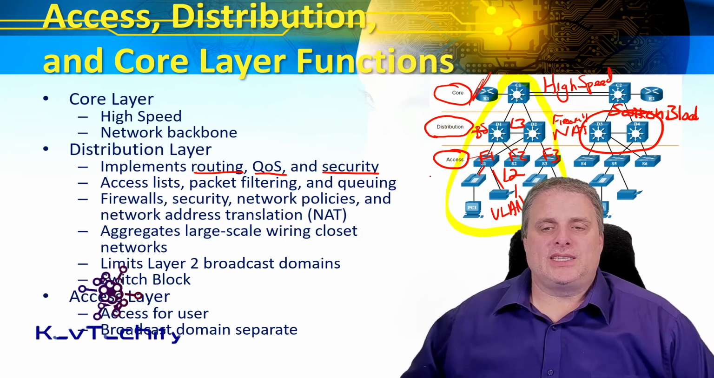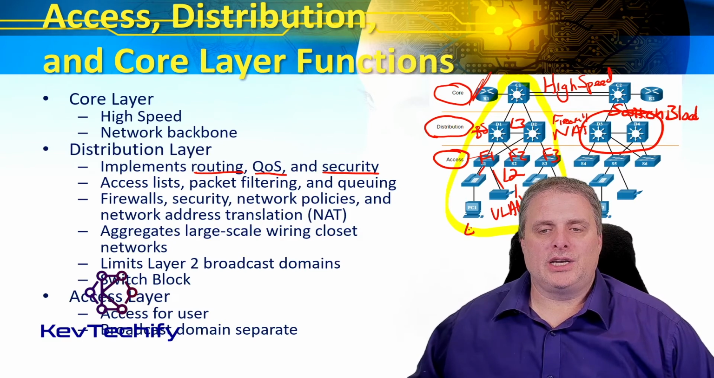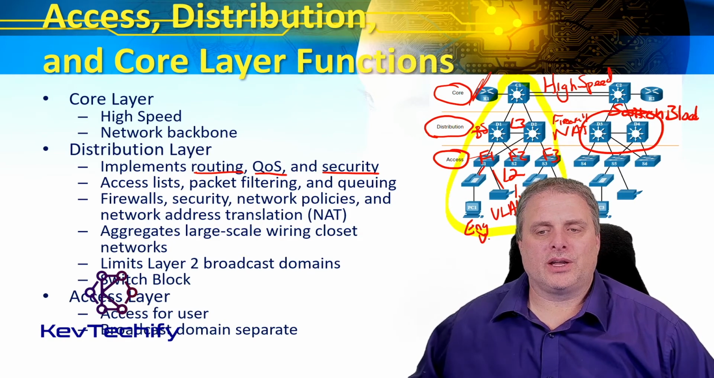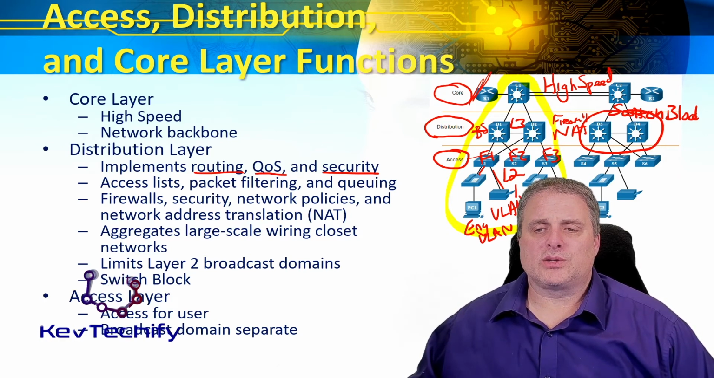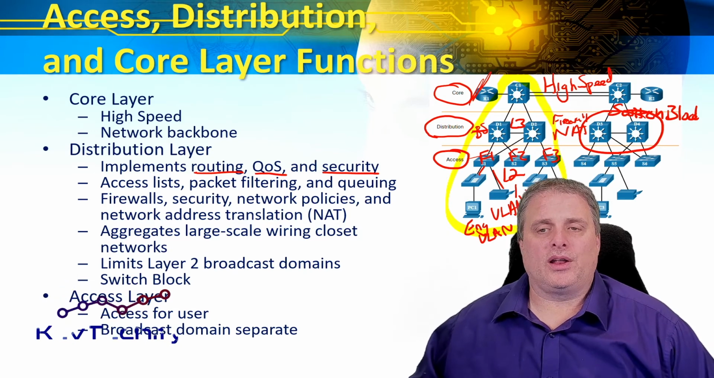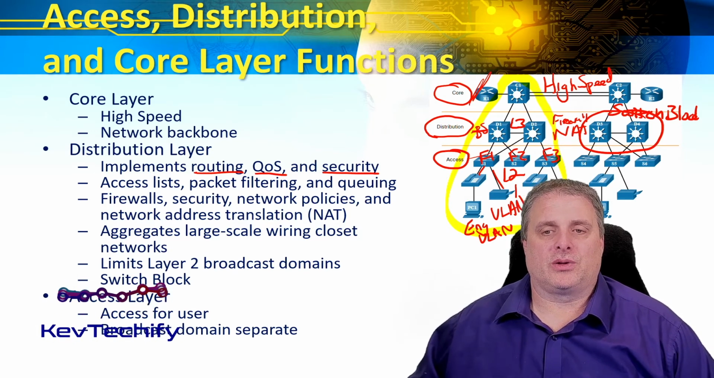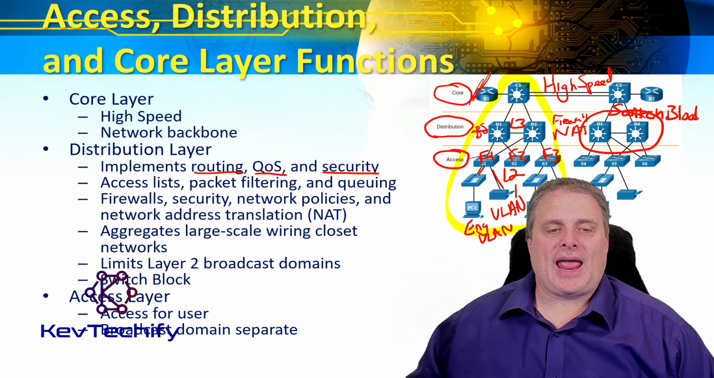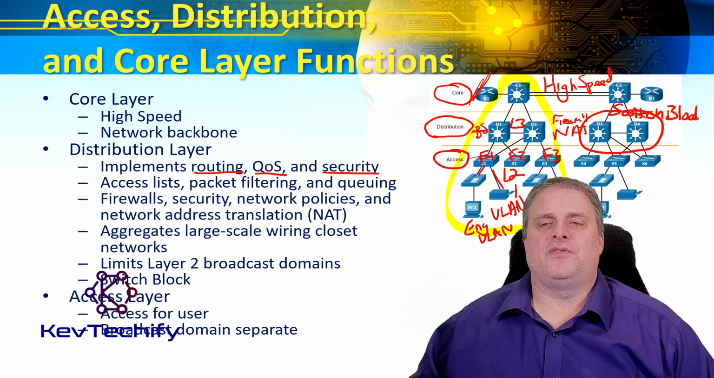And if PC1 here is in the engineering VLAN, and PC2 is in the HR VLAN, their broadcasts won't be heard by one another because they're in separate broadcast domains. So that's where we get access into our separate VLANs for our devices.